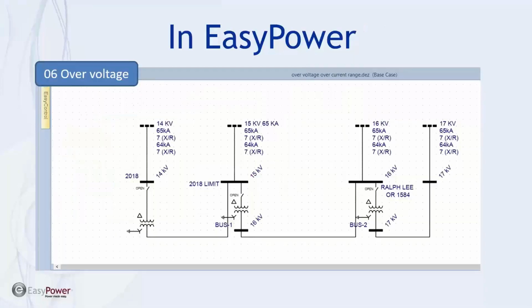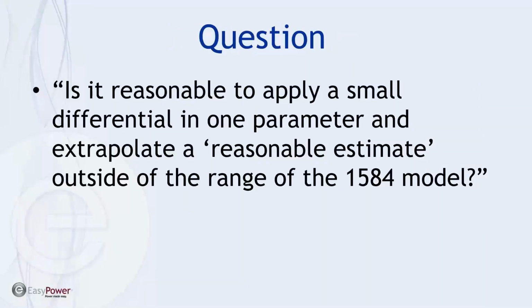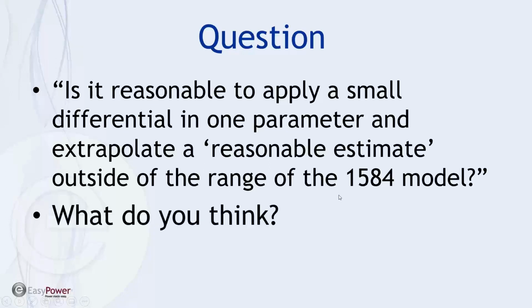My point is that it seems reasonable to apply a small differential in one parameter and extrapolate the given calculations to, even if it's outside the range of the 1584 model. My question is, what do you think about that whole approach?